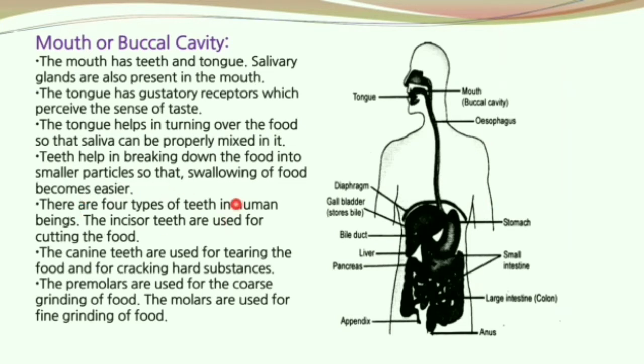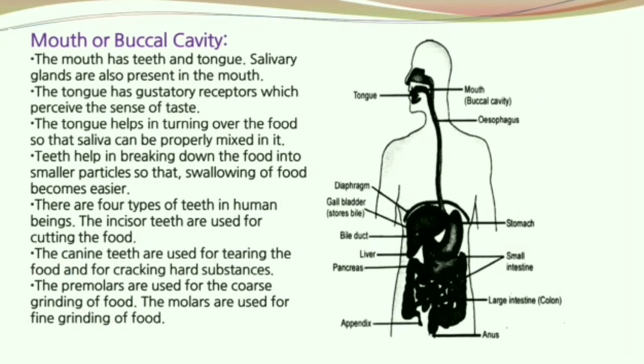There are 4 types of teeth in our body. The incisor teeth are used for cutting the food, the canine teeth are used for tearing the food or for cracking hard substances, the premolars are used for coarse grinding of food, and the molars are used for fine grinding of food.